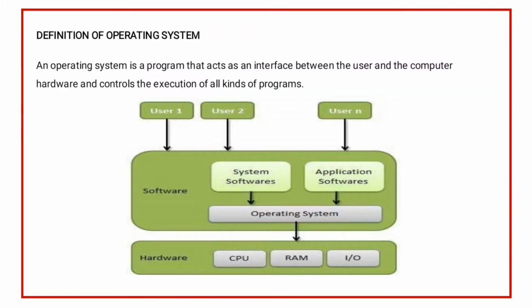Now first, how do we define operating system? Operating system is a program that acts as an interface between the user and the computer hardware and controls the execution of all kinds of programs. Now the figure shows operating system. Most popular operating systems are Windows, Linux, Mac, Apple, OS2, Macintosh, etc. Now these are the operating systems.